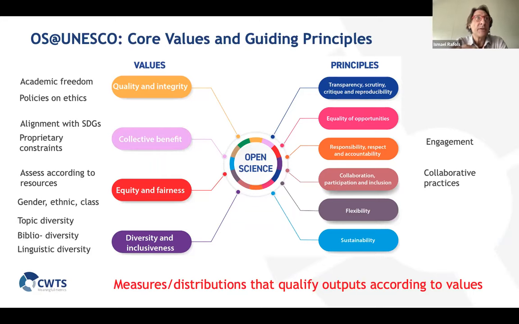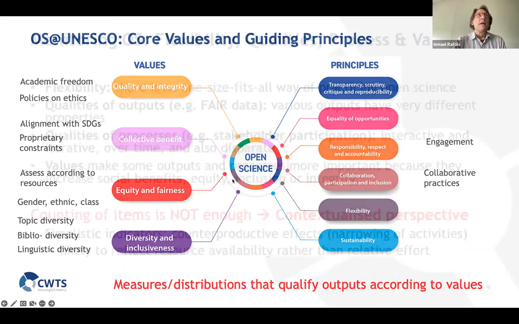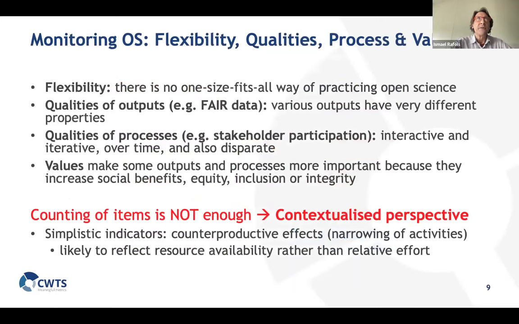What is the contribution that it's making in terms of topic diversity, in terms of bibliodiversity, in terms of linguistic diversity, which are issues highlighted by the recommendation? So we need to have indicators that qualify the scientific activities according to these values. So I propose that in these monitoring frameworks, we should keep in mind the need for flexibility.